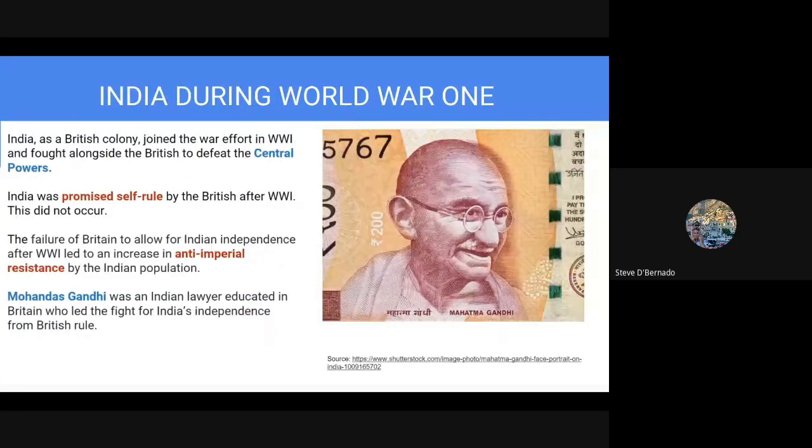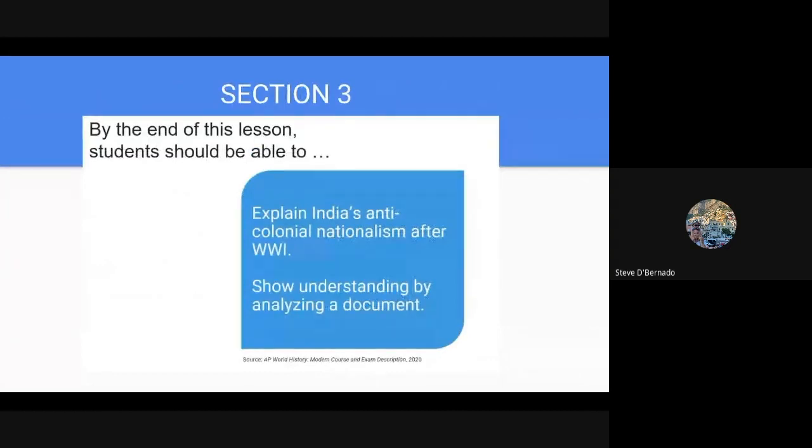All right, section 3. We're going to look at India's colonial nationalism after World War I. So there was a nationalistic movement in India against Great Britain. I'm going to try to show understanding by analyzing the document.